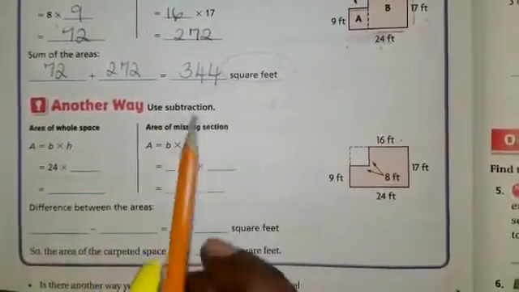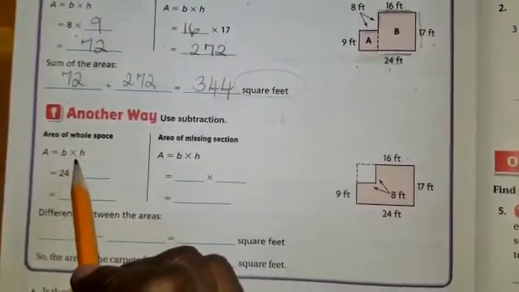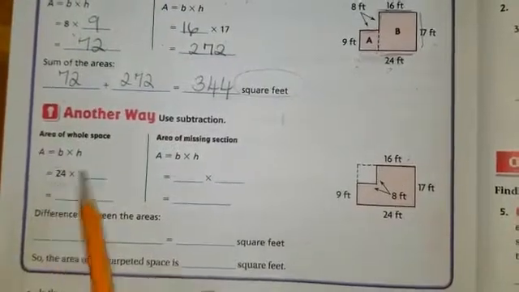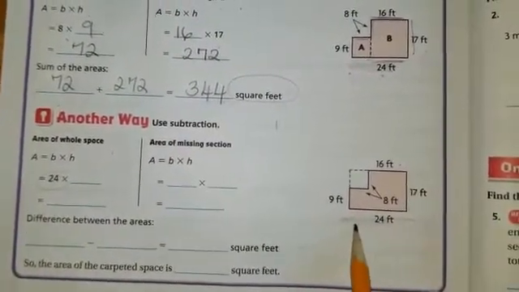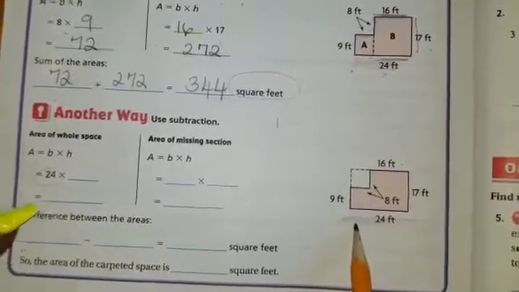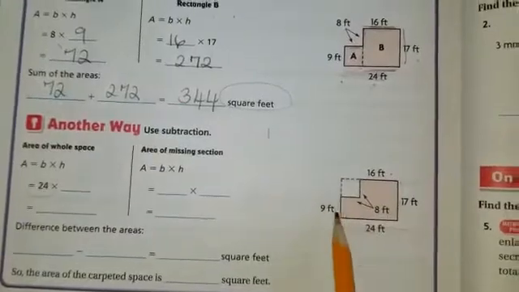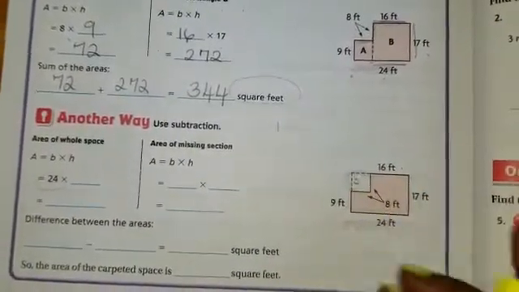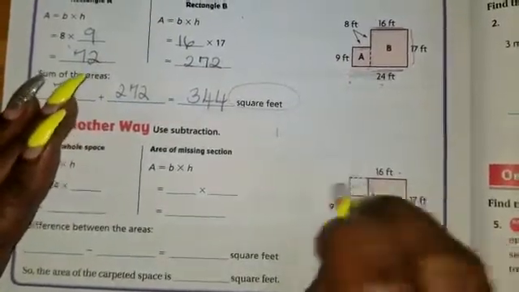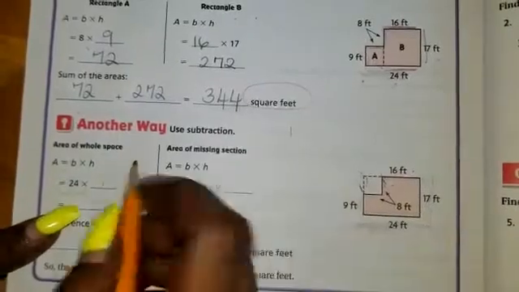Another way is using subtraction. Area of the whole space. So area equals base times height. They use 24, so they use the whole of the length, because we're going to find the difference. If I just pretend there's a little piece here to make one whole rectangle, this is where we're going to subtract from. Just wait a minute. Let me rub it out so you don't get confused. So they're using the whole thing. So they did 24 times 17.